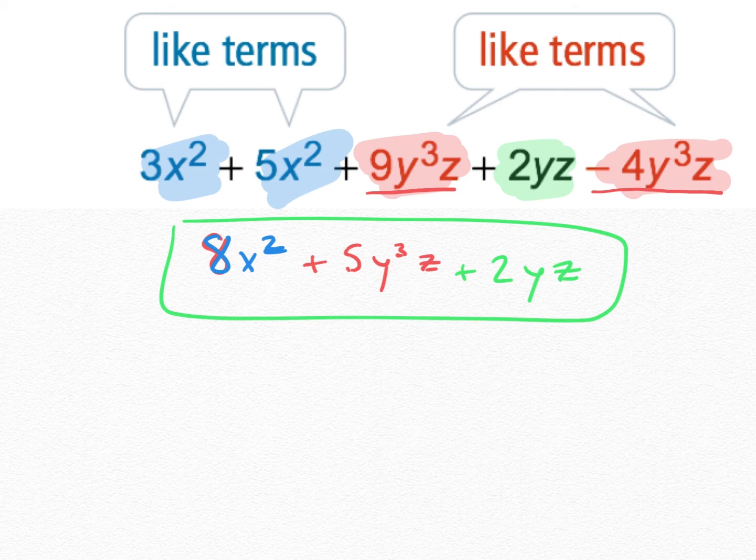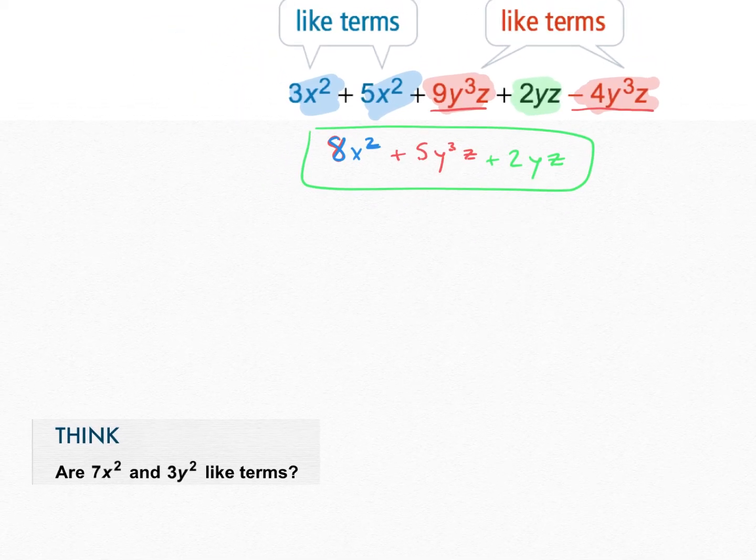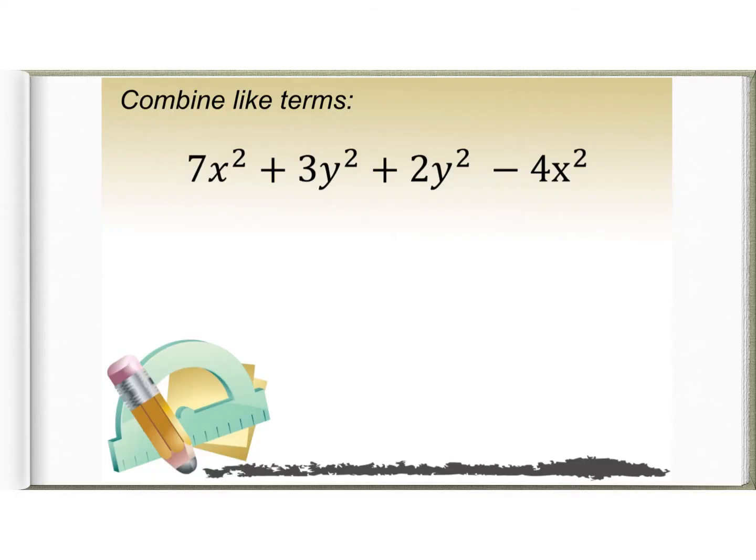We have a little question on the bottom. Do you think 7x squared and 3y squared are like terms? No. Why not? Because x and y are different. Even though they're both squared, this is x and this is y, so they are not like terms. Do you guys have any questions here? Right, next page.